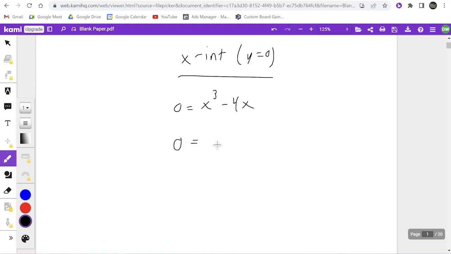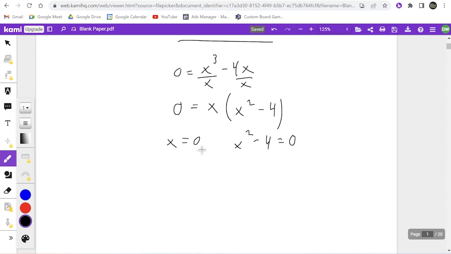So if you factor out the x here, what goes into parentheses? Well, remember, factoring out an x is the same thing as dividing both of these terms by x. So you're left with x squared minus 4. 0 equals x times (x squared minus 4). You now set both of them individually equal to 0 and solve.